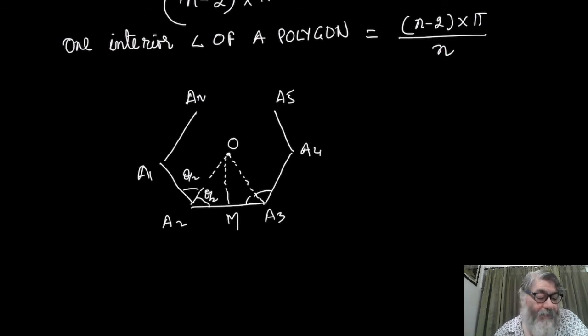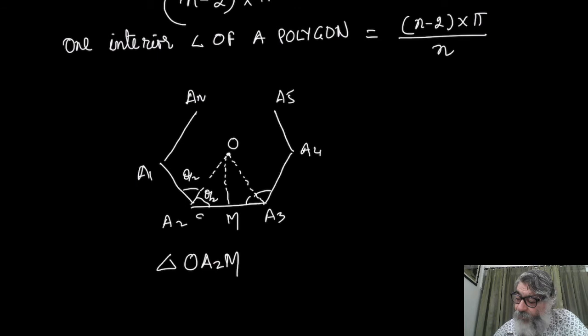Obviously, in triangle OA2M, this is A by 2. It will divide the side also. This is A by 2, this is A by 2. If I know the side of the polygon, if I know the interior angle of the polygon, then I can calculate the perpendicular dropped from O to M.